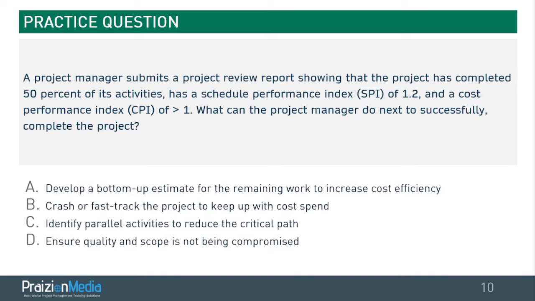All right, we have one final question. A project manager submits a project review report showing that the project has completed 50% of its activities, has a schedule performance index SPI of 1.2 and a cost performance index CPI of greater than 1. What can the project manager do next to successfully complete the project?